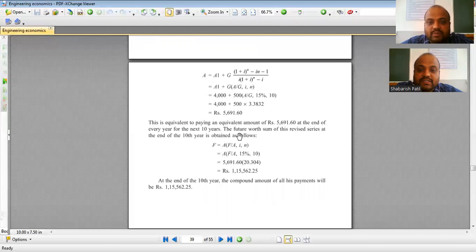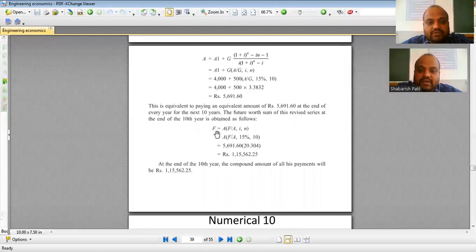Okay, then what will be the future sum? That is future value. So we know that future value is a function of F by A comma i comma n. We have this formula. If you go back to the previous slides, we know this formula. So substitute these things in the expression, then we will be getting future sum as around 1,15,562.25 rupees.